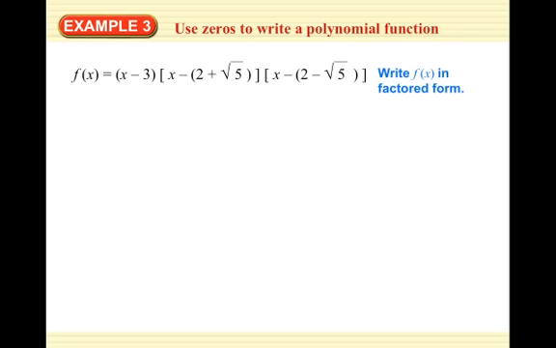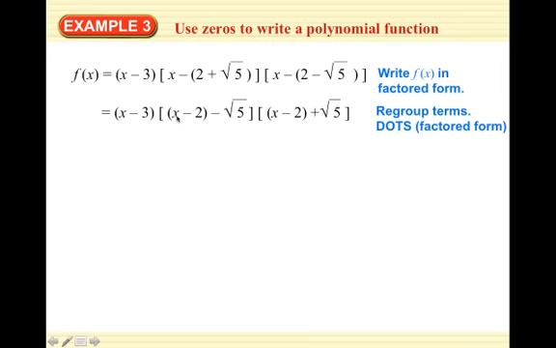Alright, now if we regroup the last two here, we do a little bit of regrouping, we're going to see that these can be written in the factored form of difference of two squares. So what we're going to do is distribute the minuses and then see if we can regroup a little. So we're going to rewrite this as x minus 2 minus square root of 5, x minus 2 plus square root of 5.